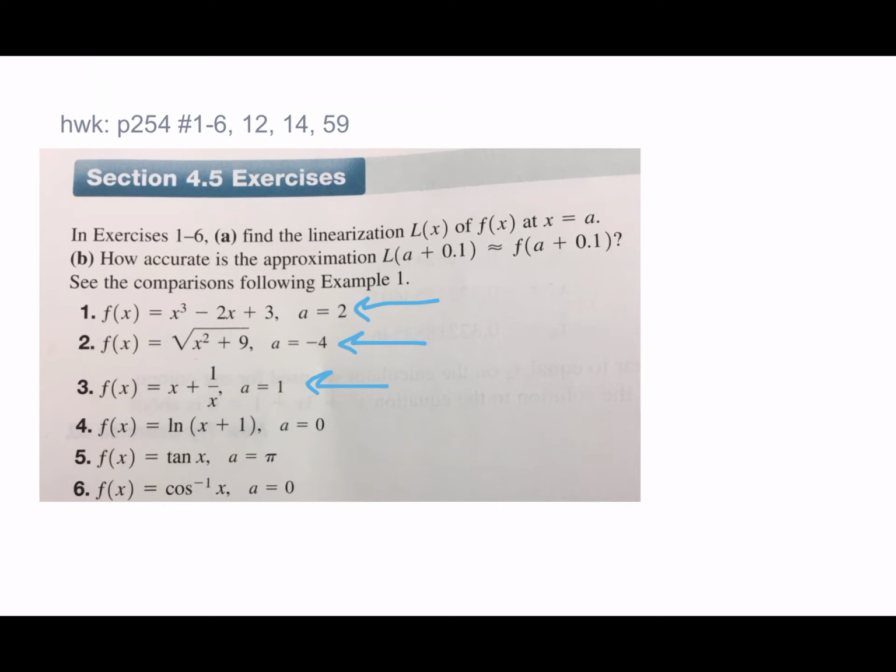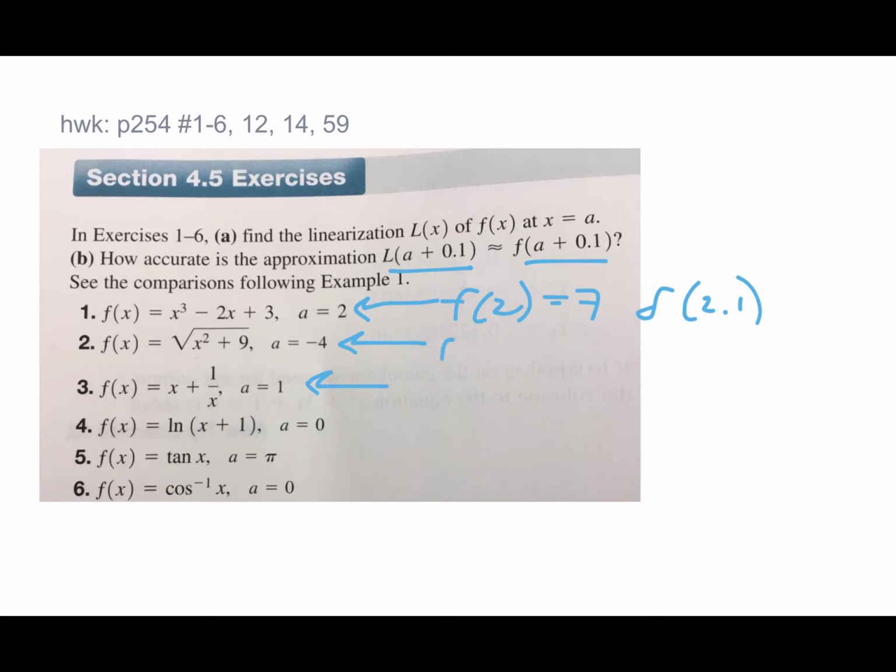And then the second thing it says is how accurate is the approximation L of a plus 0.1 to f of a plus 0.1. So for number 1, for example, you're finding the equation of the tangent line at x equals 2, and then you're going to approximate f of 2.1. So f of 2 for number 1 is easy, right? It's 8 minus 4, which is 4, plus 3 is 7. If I asked you for f of 2.1, you'd be like, I don't want to do that, right? 2.1 cubed is not cute. And I don't want to combine those. I'd need paper, pencil, calculator. Well, I could do paper and pencil on that one.